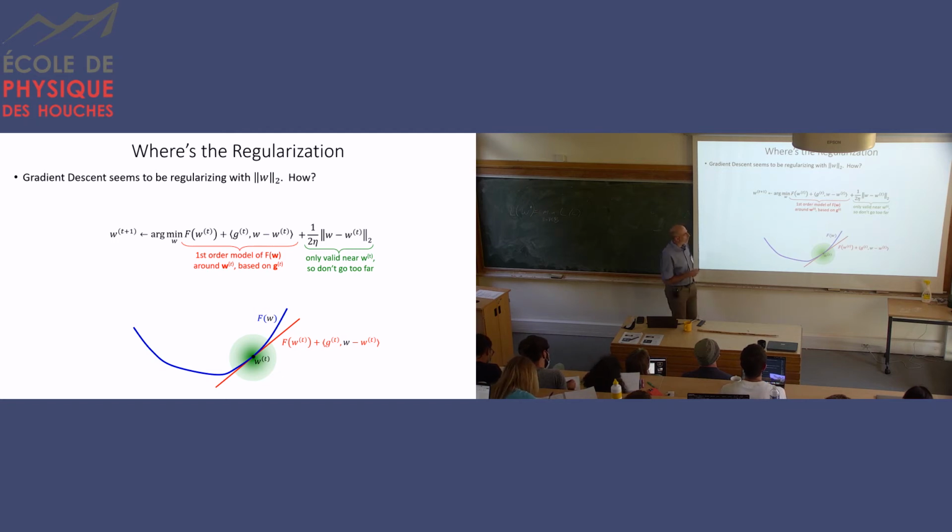And now we're optimizing here with respect to w. This is just a linear function of w, and this is a quadratic function of w. We can solve it in closed form. And what we get is exactly the familiar gradient descent update.